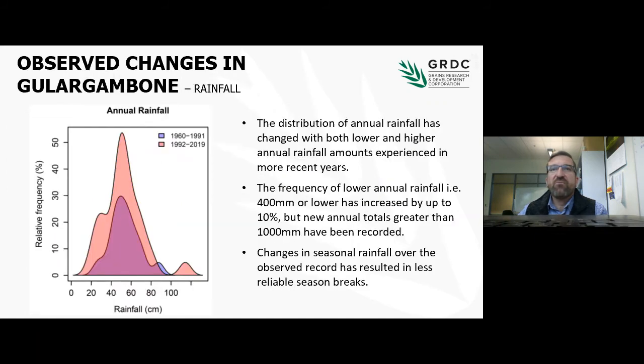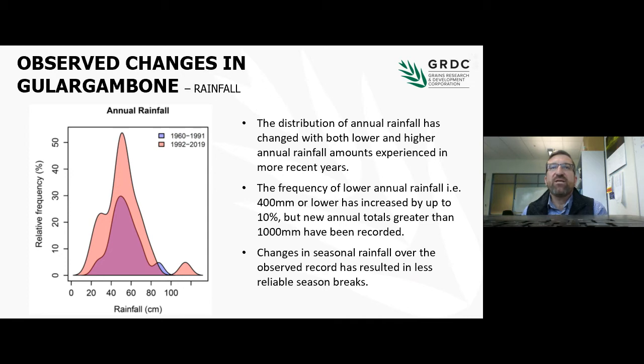And if we look at the rainfall, we see some very interesting changes in the distribution. So clearly we're seeing an increase in the frequency of drier years. And so you can see that rainfall events annually of around that 400 millimeter mark are now about 10% more frequent in the most recent record than they were in the earlier part of the record.